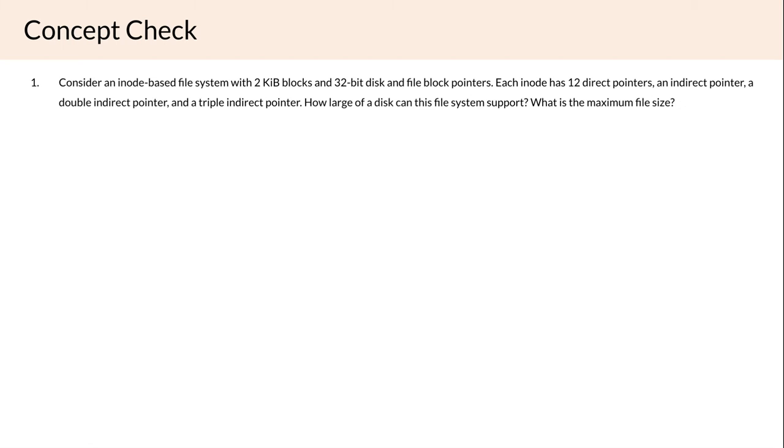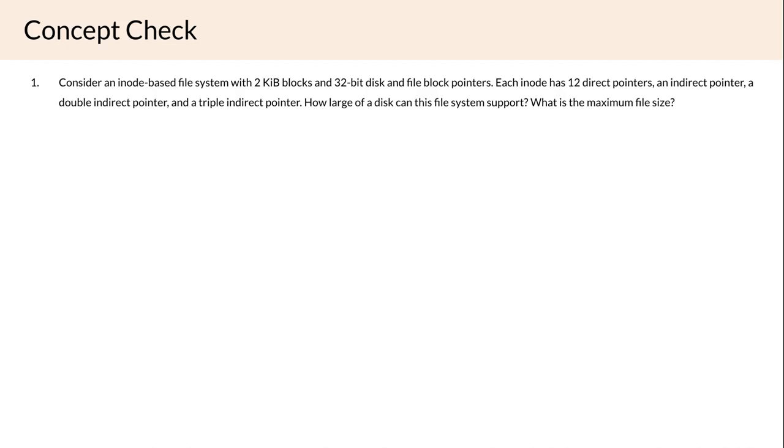Now for a quick concept check, consider an inode-based file system with 2 kilobyte blocks and 32-bit disk and file block pointers. How large of a disk can this file system support? So we're given that we have a 32-bit disk, and that also means that we have 32-bit file block pointers. In other words, our disk can represent blocks or block numbers using 32 bits.